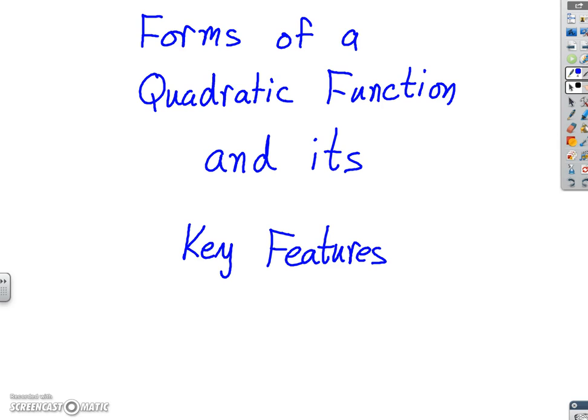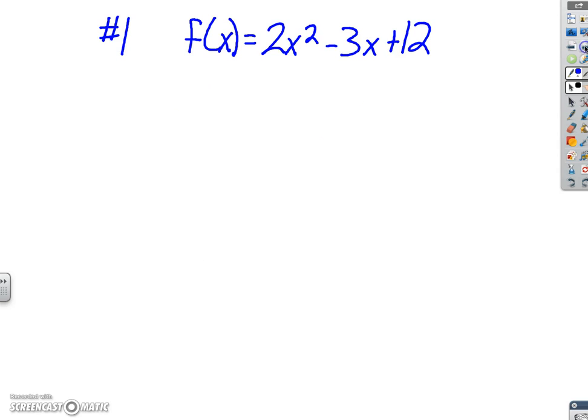Well, we're getting to a point where it's time to start wrapping up this first half of this unit on quadratics. So we're going to re-look at the forms of a quadratic function and some of its key features. We're going to take a look at them, see if we can recognize what form they're in, what are some important parts about this, and then mention a couple of key features about these graphs. So let's look at our first one.